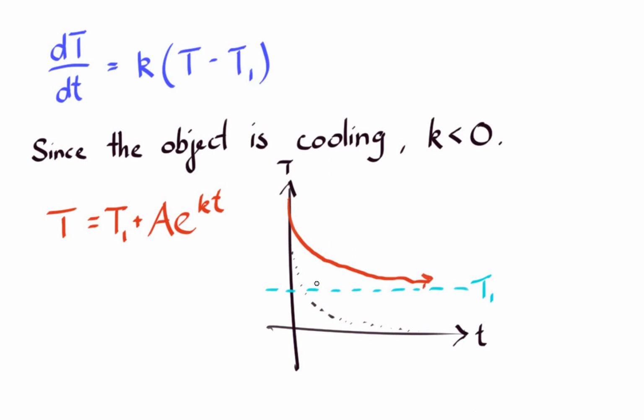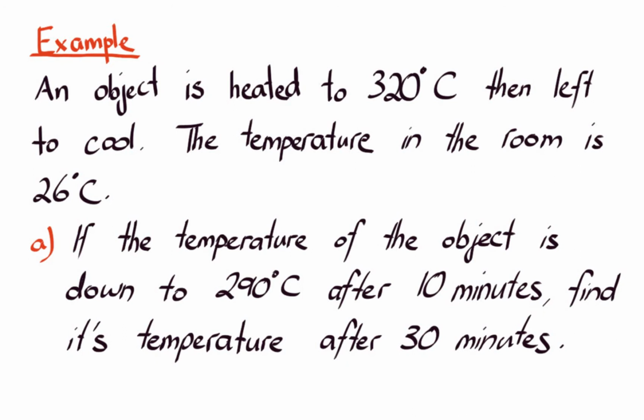Okay, so let's get into our example that deals with Newton's law of cooling. An object is heated to 320 degrees Celsius, then left to cool. The temperature in the room is 26 degrees. Part A, if the temperature of the object is down to 290 degrees after 10 minutes, find its temperature after 30 minutes.